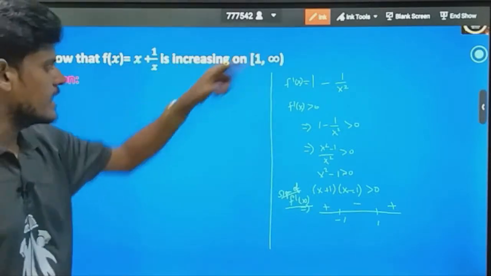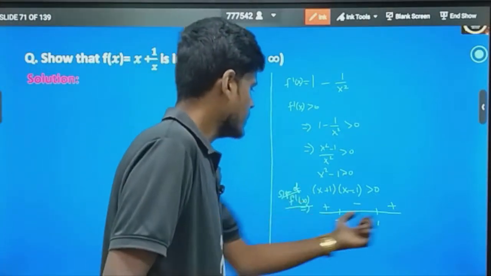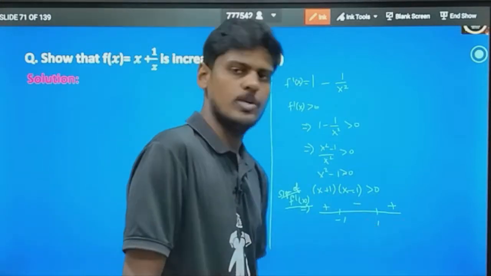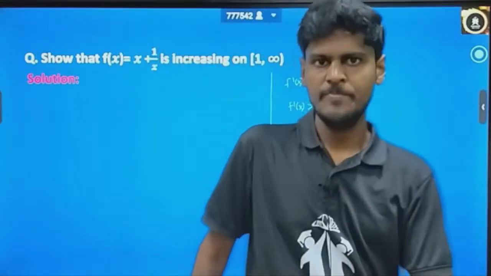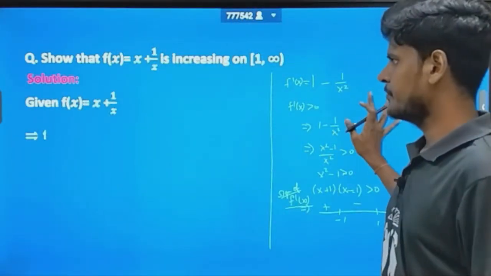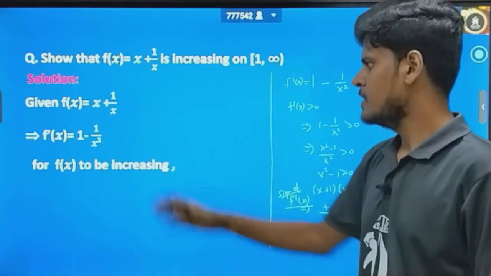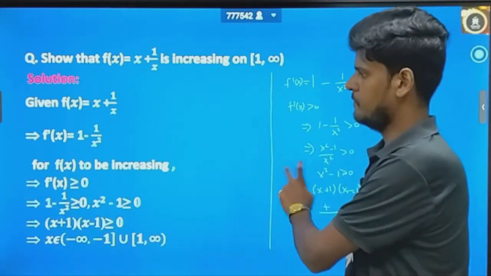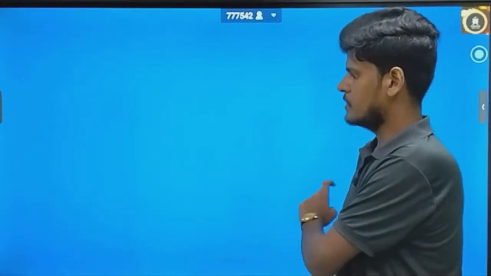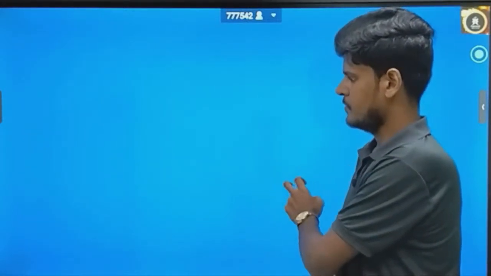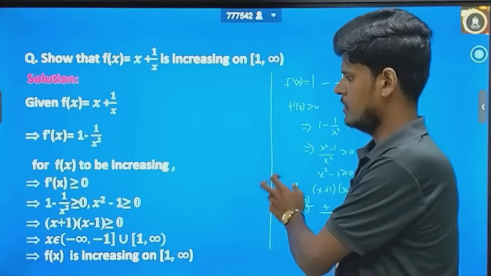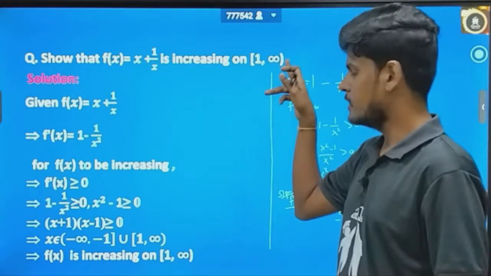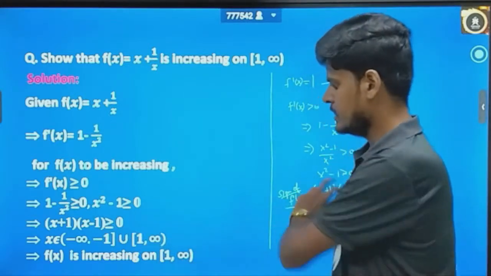So what we need to prove? Show that f of x is increasing in 1 to infinity. Obviously sign of f dash of x is positive between 1 to infinity. That means f of x is increasing in 1 to infinity. That is the proof for this question. Simple questions. So first we will find f dash of x. For f of x to be increasing, f dash of x will be greater than 0. That is the condition. That means x will be between minus infinity to minus 1 and 1 to infinity. So in the interval 1 to infinity, f of x is increasing.